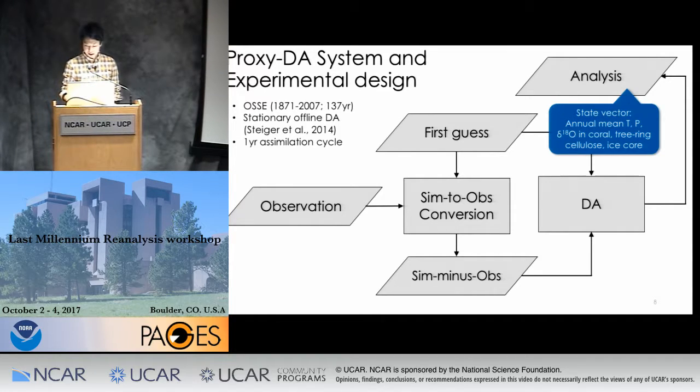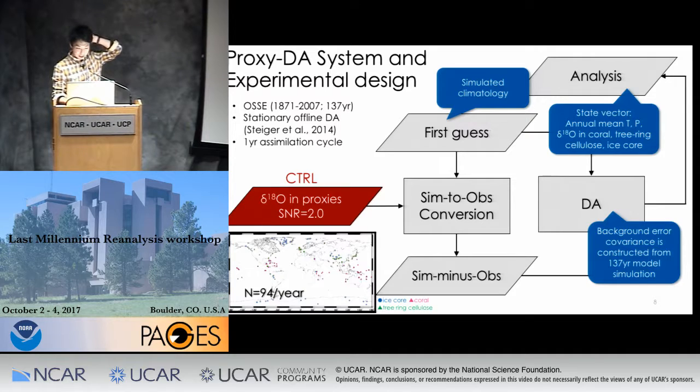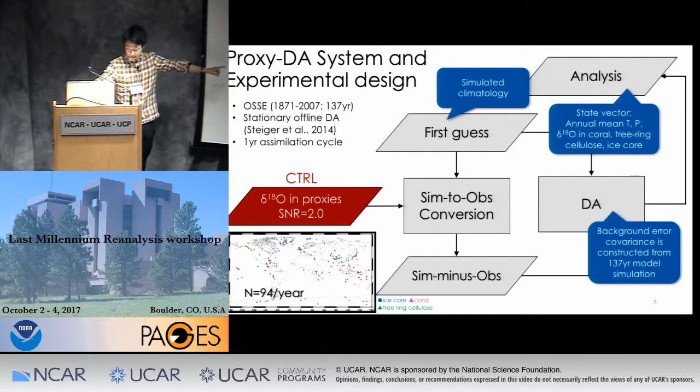So my state vector includes annual mean temperature, precipitation, and isotope ratios in coral, tree ring cellulose, and ice cores. So the first case is simulated climatology. And the background error covariance is constructed from the long-run simulation. And in the control experiment, I assimilated isotope ratio in proxies, and then I set the error of 2.0 in the scale of signal to noise ratio. And I assimilated 94 proxies plotted in this map.